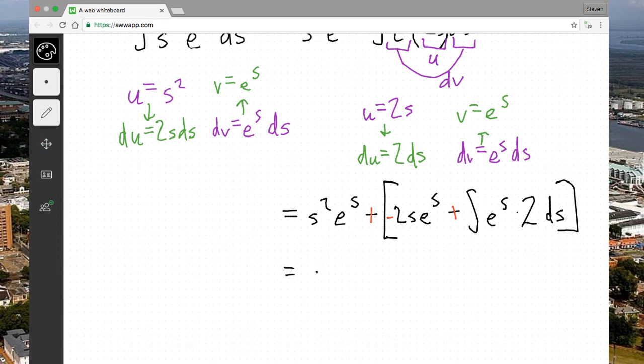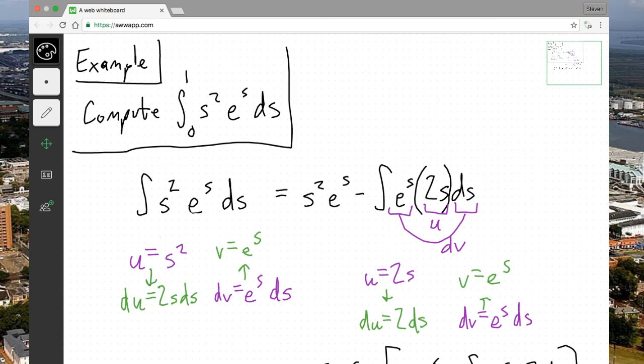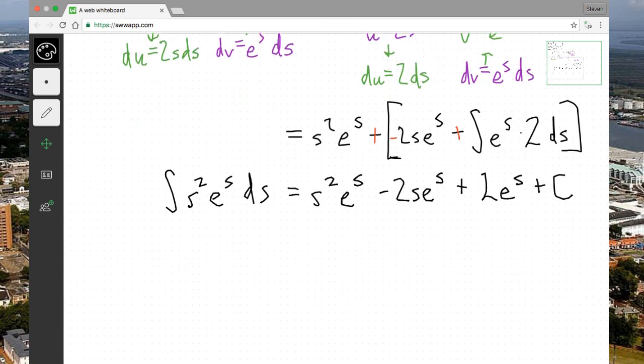So my general antiderivative is s squared e to the s plus a negative 2s e to the s plus the integral of 2 times e to the s, that's just itself, 2 times e to the s, plus c. So that was my general antiderivative of s squared e to the s ds. But that wasn't the problem I was asked. My problem asked for the definite integral from 0 to 1. So to make my life easier, I just did the indefinite integral.